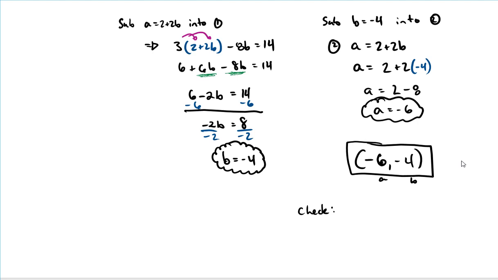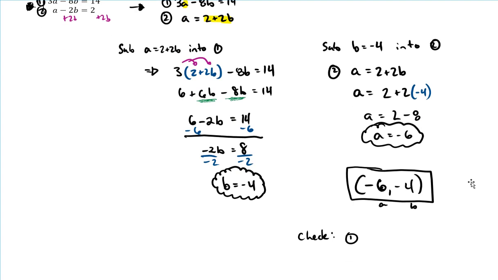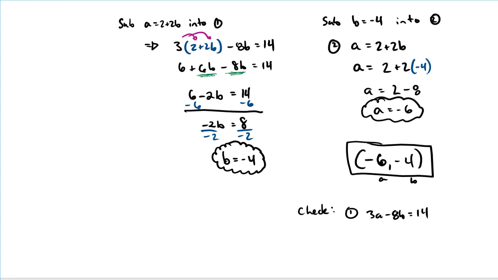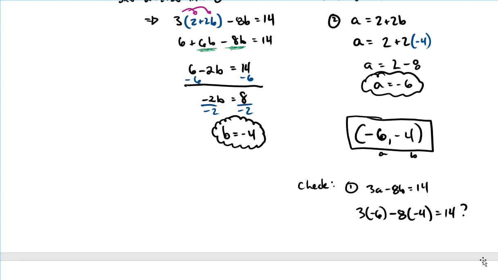And then to check it, we could do both. Let me just say number 1. So our number 1 is 3a minus 8b equals 14. So I want to plug those values in to verify that this is true. So we'd have 3 times negative 6 minus 8 times negative 4. Does that equal 14? Well, 3 times negative 6 is negative 18. Minus 8 times a negative 4 would be plus, and that's 32. And then yes, negative 18 plus 32 is 14.